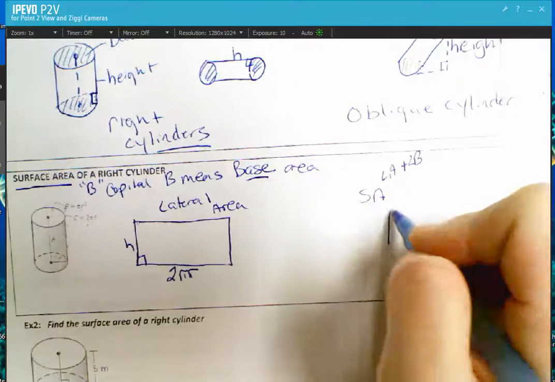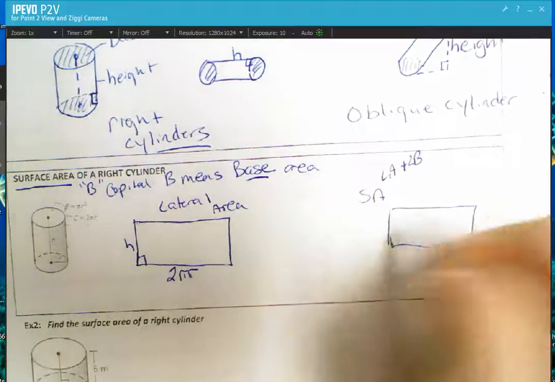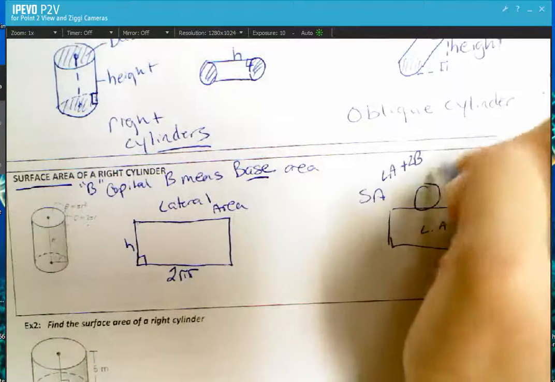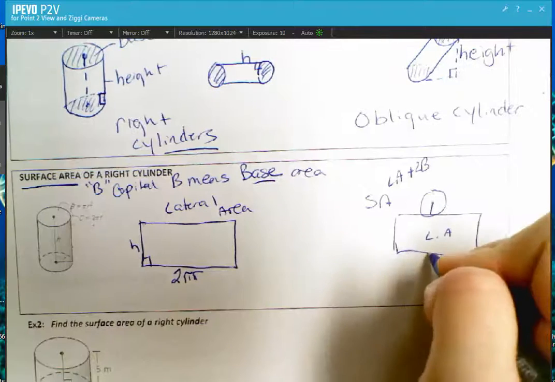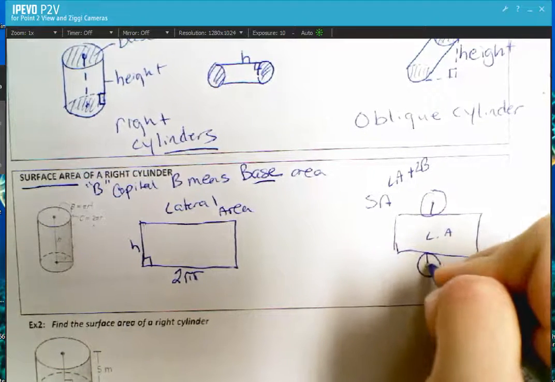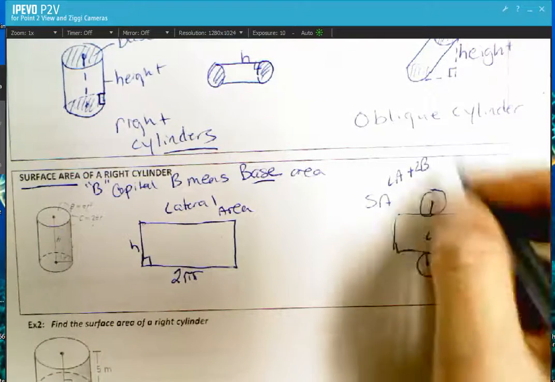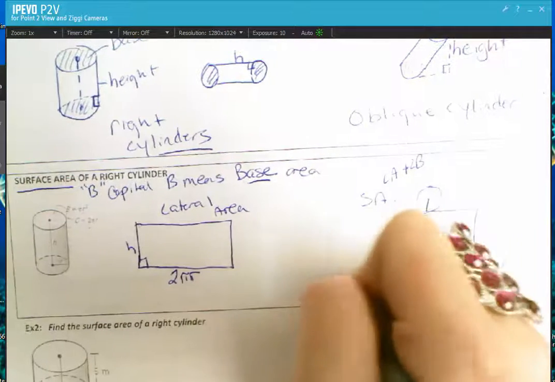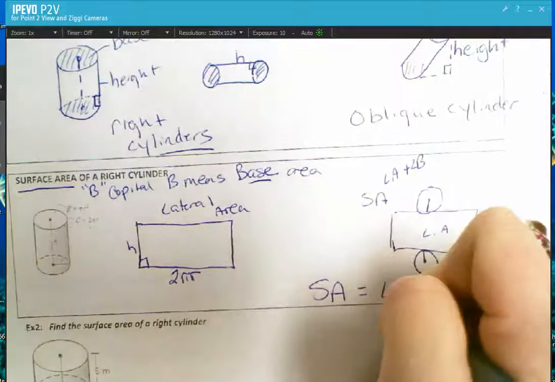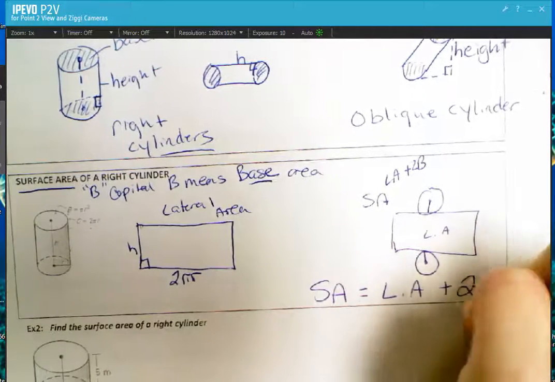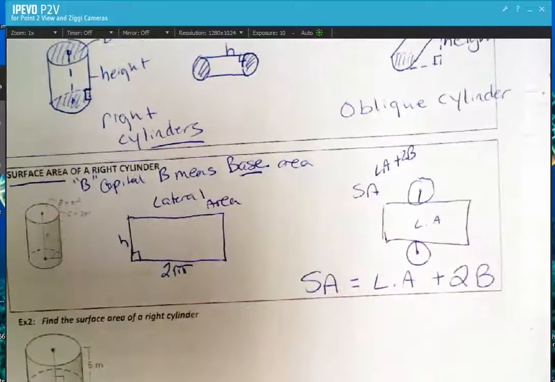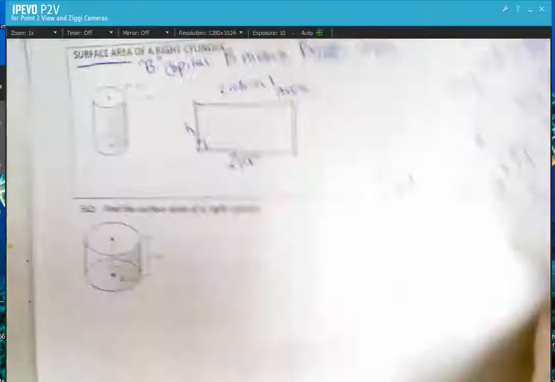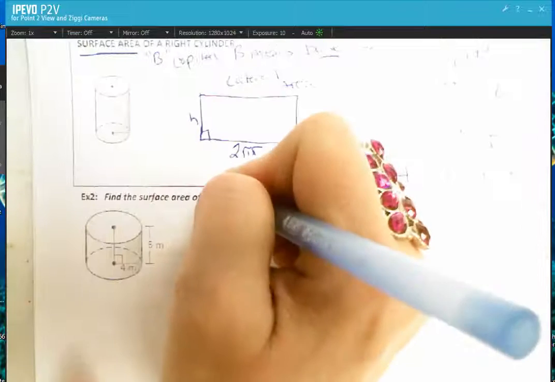So I know I have a rectangle for my lateral area. And I also know that I'm going to have a circle of some sort here that has the same radius as the circle below it for my bases. Okay? So surface area equals lateral area plus 2 of my big B. And remember, big B means base area. Let's go try. Find the surface area of the right cylinder.